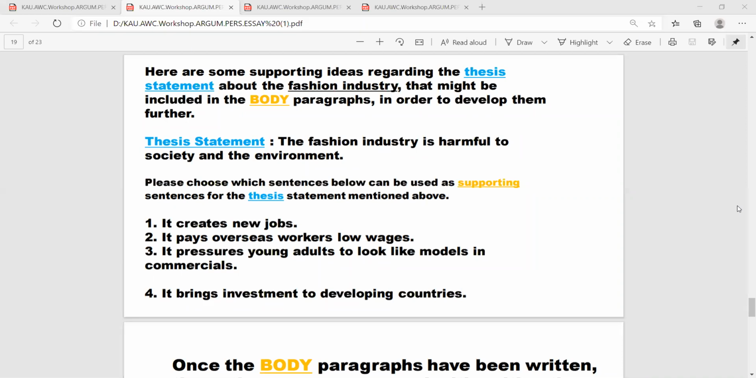It pays overseas workers low wages. You know, some people said that it might be off the topic, but it is harmful in a way if you look at it in a very global fashion. If you're not looking at it globally, then I would understand why sentence number 2 would be off the topic. But sentence number 2 can be very much pertinent and related to the thesis statement.